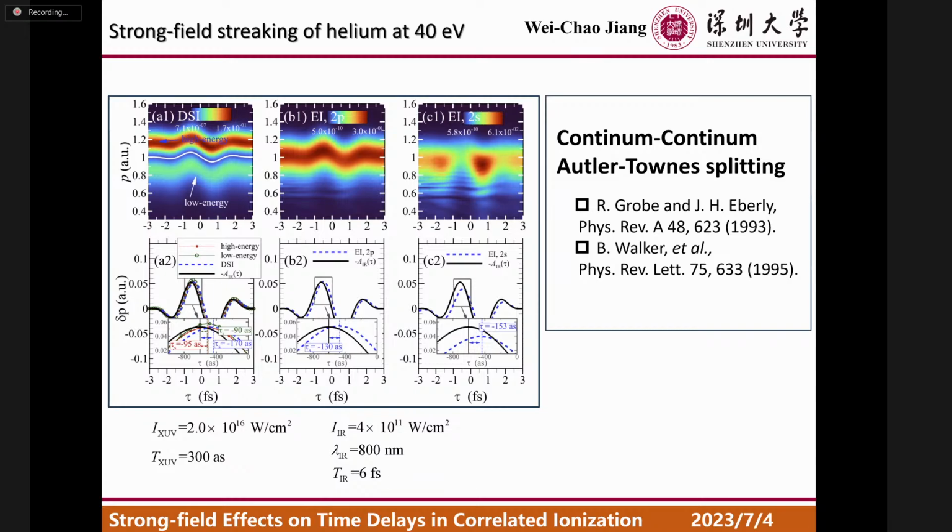This splitting is special because the ground state actually does not experience Rabi oscillations. The Rabi oscillations only exist in the core. And shortly later on, this kind of AT splitting was experimentally observed in 1995.